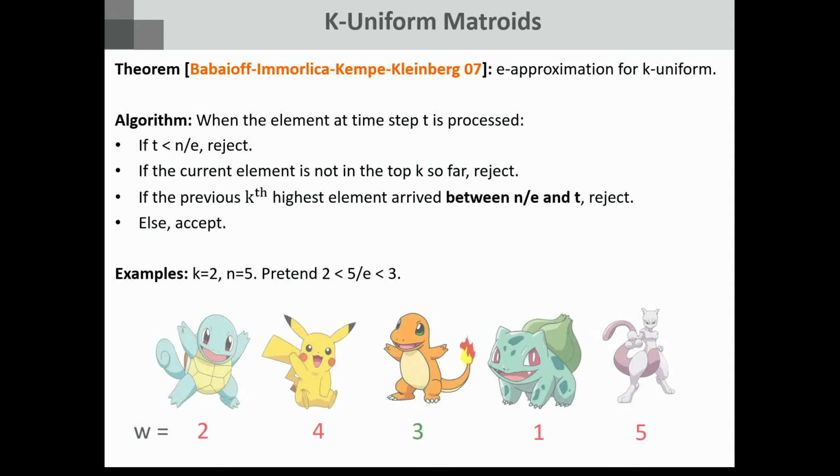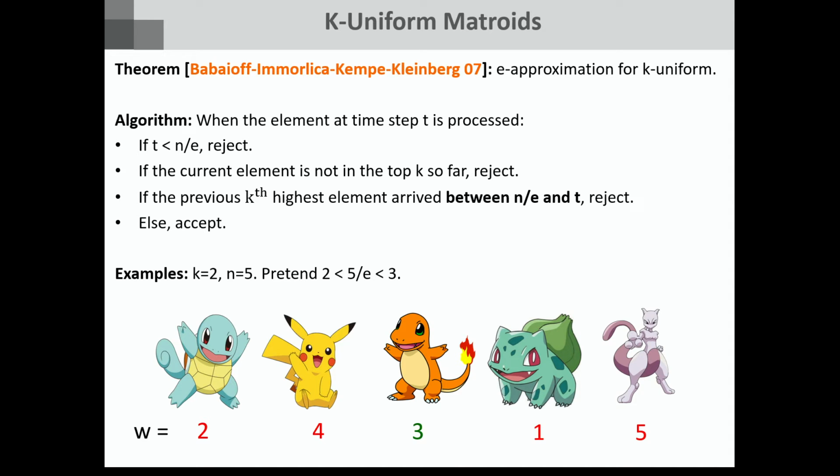I'm just going to show you 2 more pictures to make sure it's really clear. Again, the first 2 elements will always be rejected because they come before the cutoff. Any element after the cutoff, so Charmander is in the top 2 so far, and the previous second highest element is Squirtle, and Squirtle came before the cutoff, so we'll accept Charmander. When Bulbasaur comes, it is after the cutoff, but it's not in the highest 2 so far, so we'll reject. Now when Mewtwo comes, it is in the top 2 so far, but the previous kth highest element is Charmander.